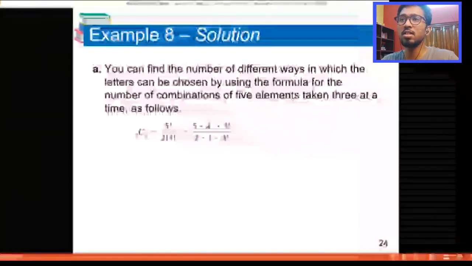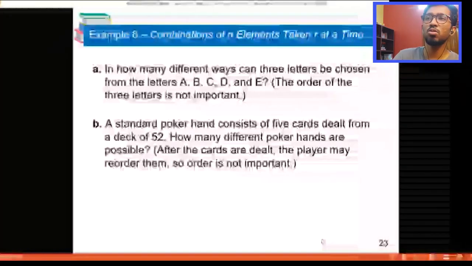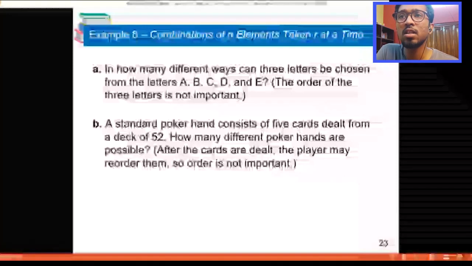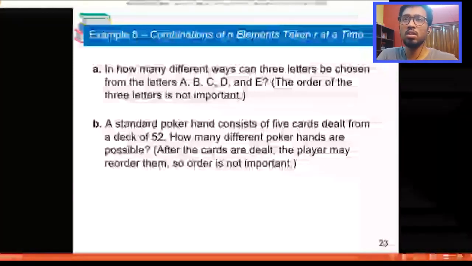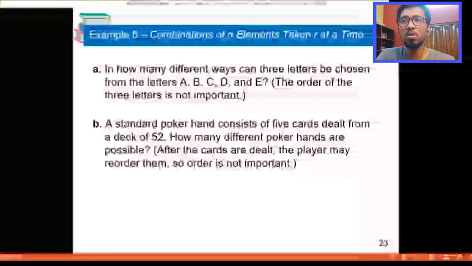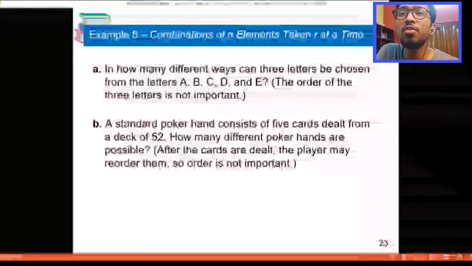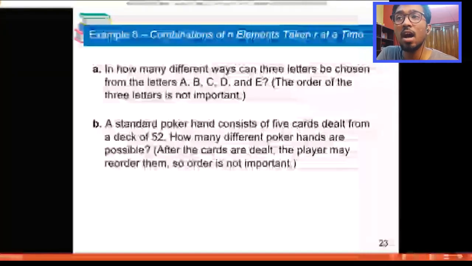Let's understand the next question. Question B says, a standard poker hand consists of 5 cards dealt from a deck of 52 cards. In a deck of cards we have a total of 52 cards, right? A standard poker hand consists of 5 cards. How many different poker hands are possible?